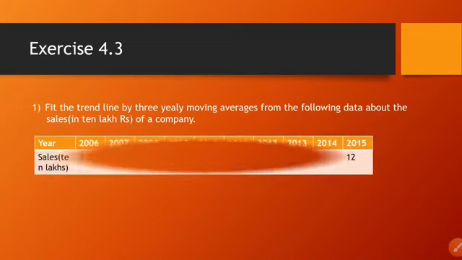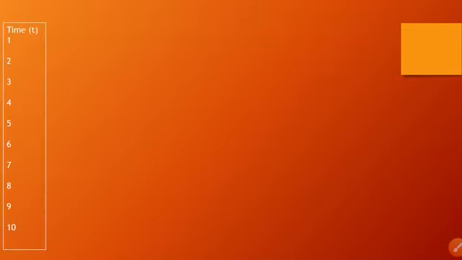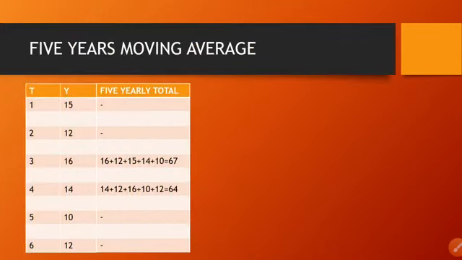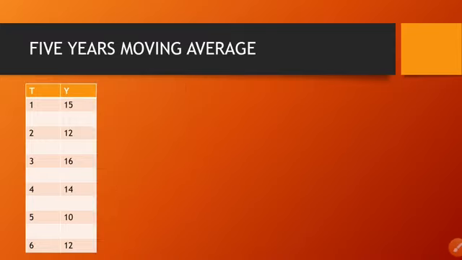Then we have done exercise 4.3, the first sum. So today we'll be starting the next one, which is the 5 years moving average. Now what is this 5 years moving average? Okay sir, then where is the 4 years moving average? The 4 years moving average will be covered after this 5 years. Now what is this 5 years moving average?